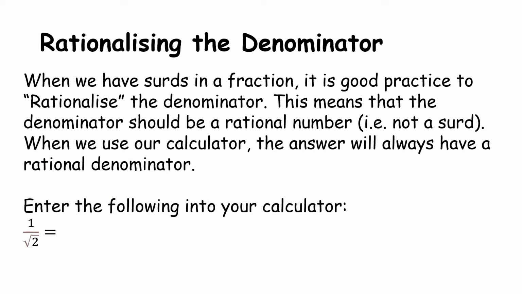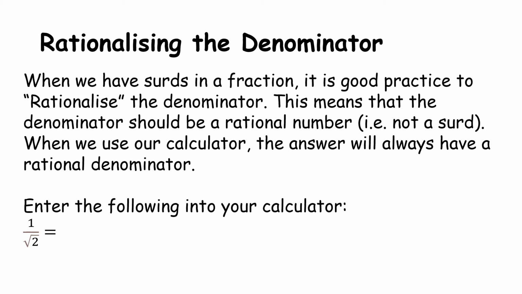Now let's talk about rationalizing the denominator. Remembering that when we have a surd, it is an irrational number. When we talk about rationalizing the denominator, we're trying to get rid of that square root. We're trying to make the denominator a rational number.